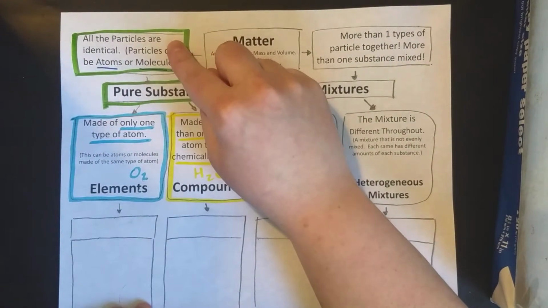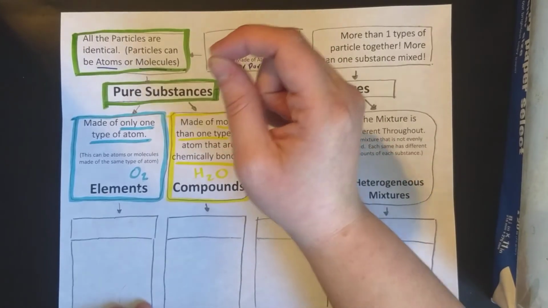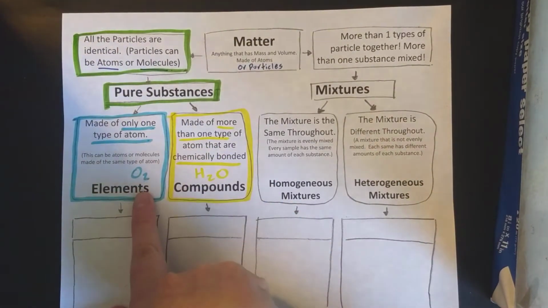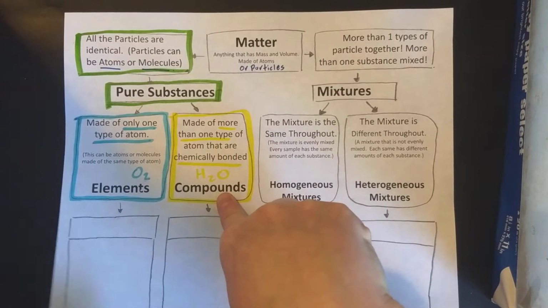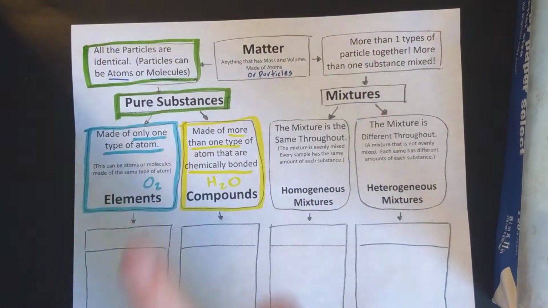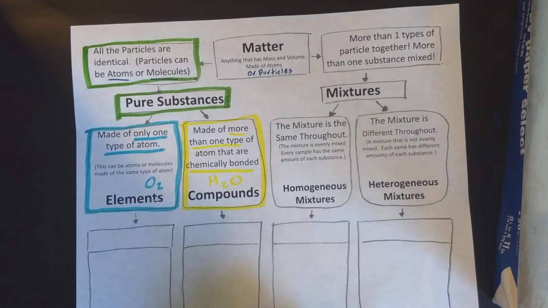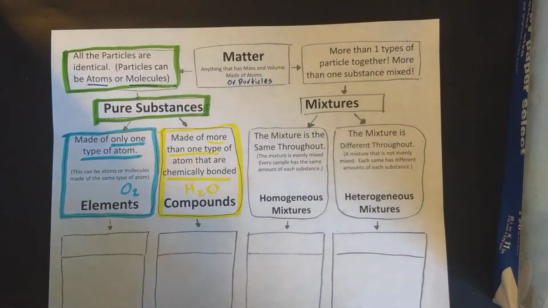So we have pure substances. All the particles are identical. Every tiny piece is the same. Elements are made of one type of atom. Compounds are made of two or more types of atoms bonded together. Now let's look at mixtures and then we'll come up with some examples for all of them.